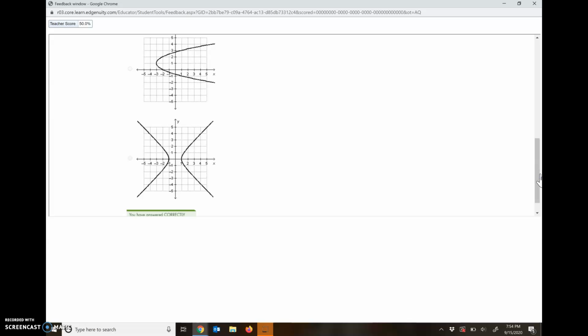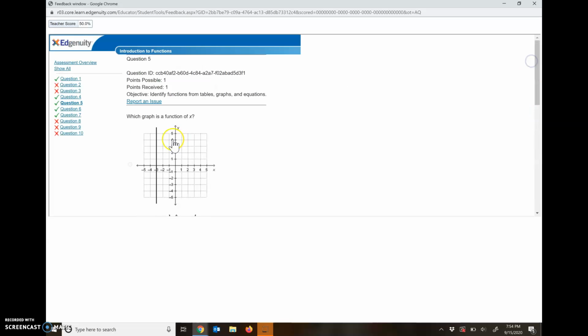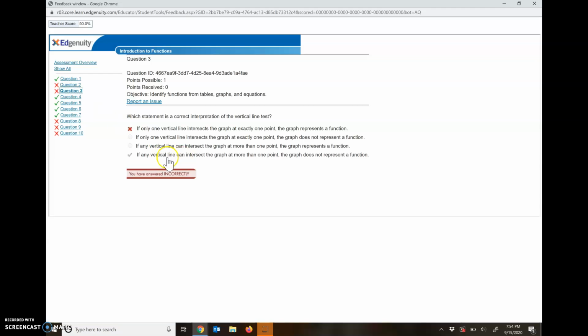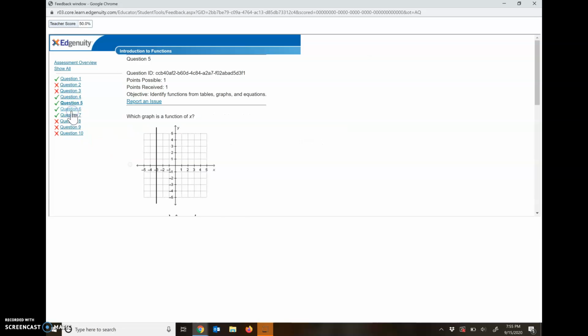Same thing here. Here's a -2, here's a -2. Here's a +2, here's a +2. So when those numbers repeat, then it's not going to be a function. If we go back and look at this one, it's a vertical line if they intersect only at one point. Okay, so you're looking for the only one point thing.